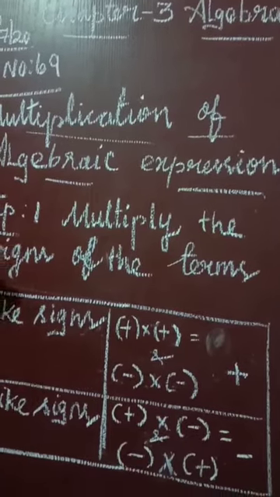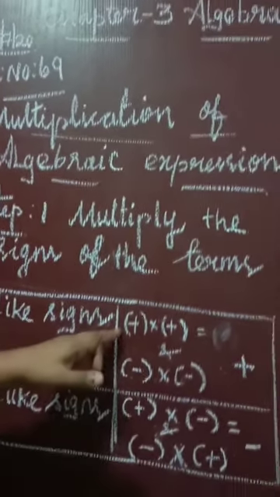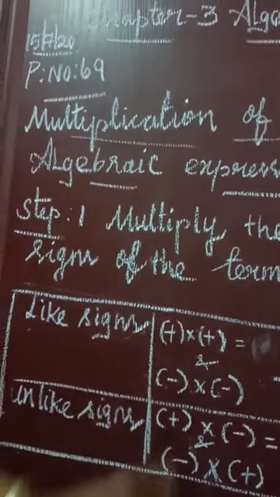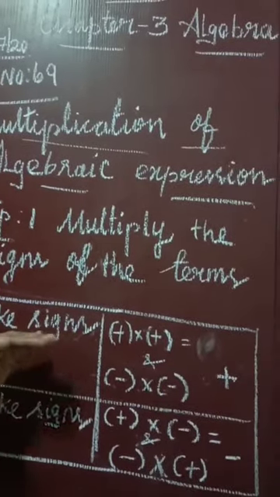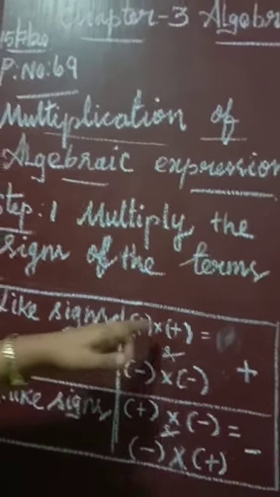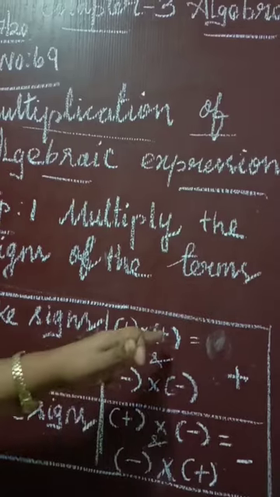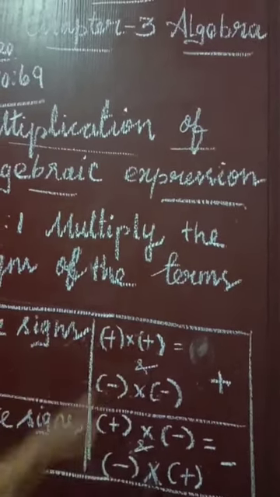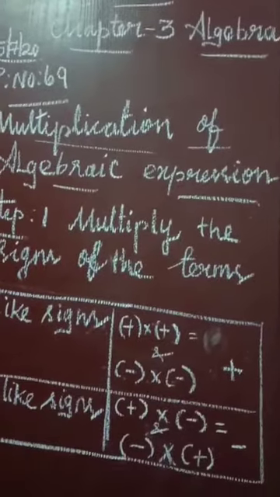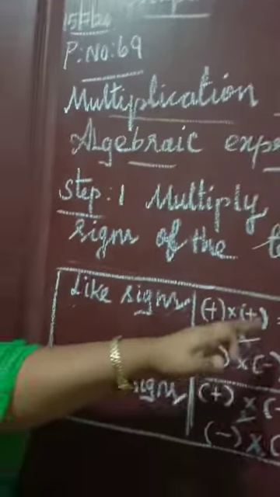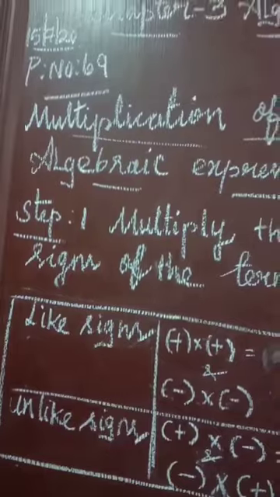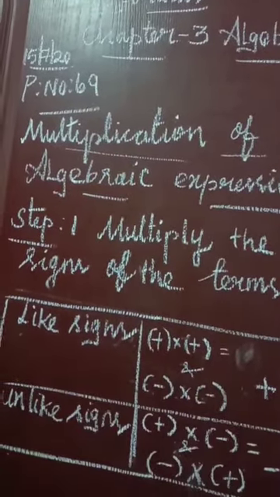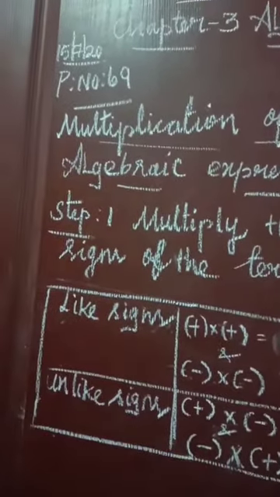What is called a sign? Plus and minus are called signs. Like signs means two of them are positive or two of them are negative. So, plus into plus or minus into minus, the answer is positive. That means the plus symbol will come.